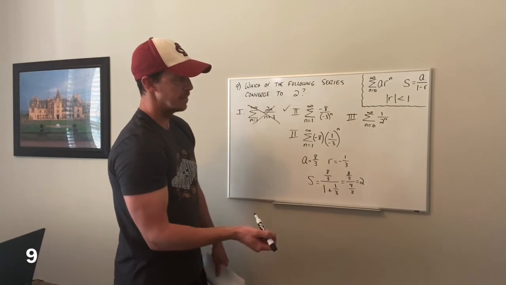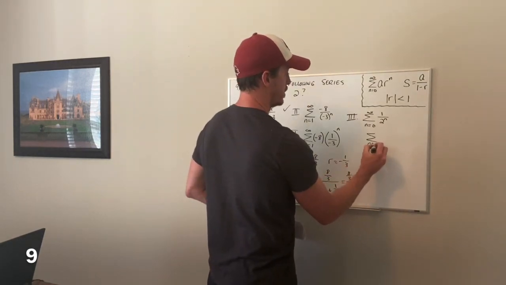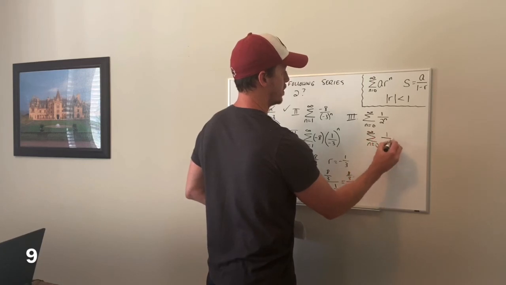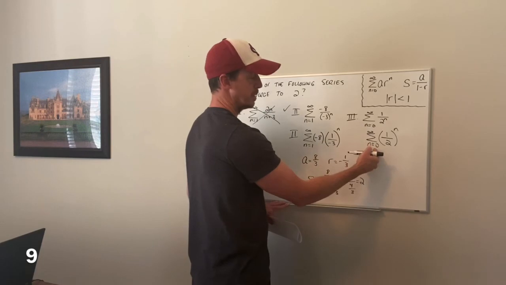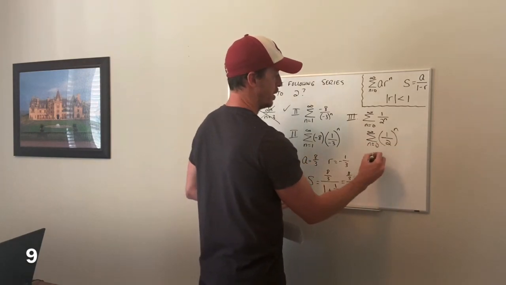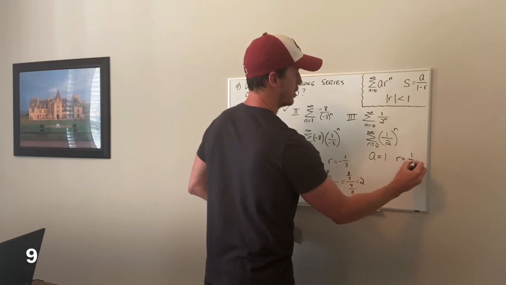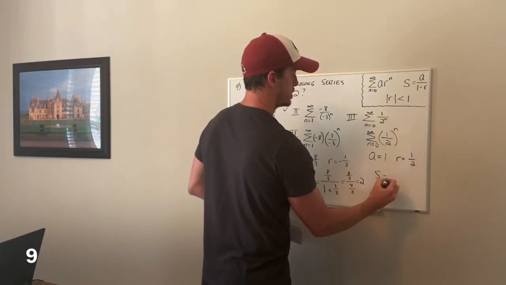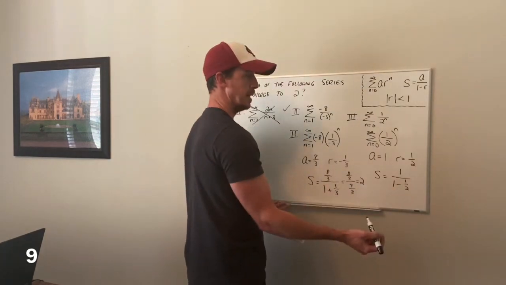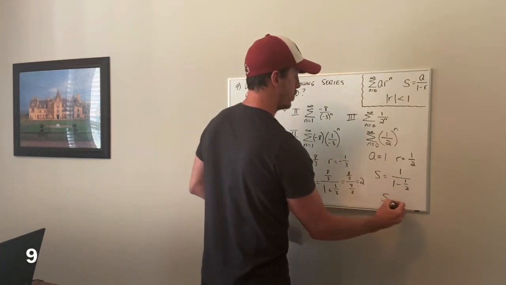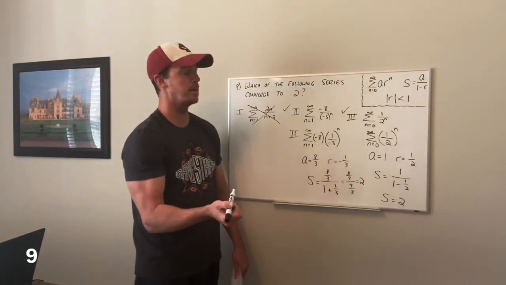That last one is even easier. It's just that. This time it starts with 0. I put a 0 in there, I get a 1 for my first term. My r is 1/2. And so my sum is 1 over 1 minus 1/2. Well, 1 minus 1/2 is 1/2. 1 over 1/2 is 2. So both 2 and 3 converge to 2.